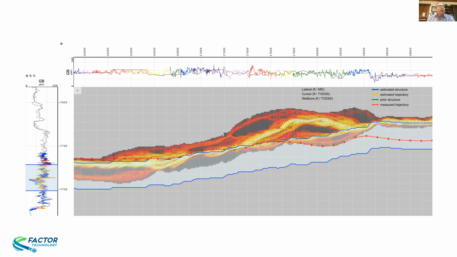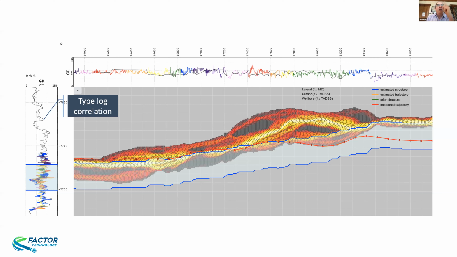You'll see on the left the type log correlation, and I'll tell you about that in a minute. That's basically the geologist's model, typically a real well log, for what the vertical stratigraphy looks like in this area.